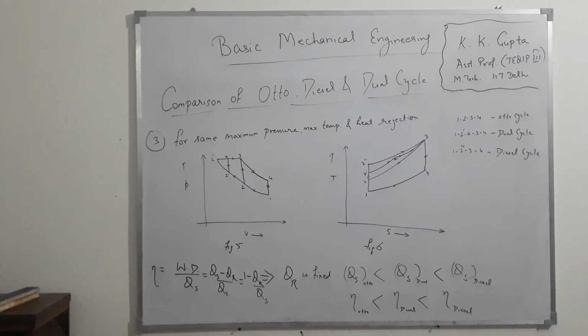1, 2, 3, 4 is Otto cycle. 1, 2 dash A, 3, 4 is dual cycle. 1, 2 double dash 3, 4 is diesel cycle.